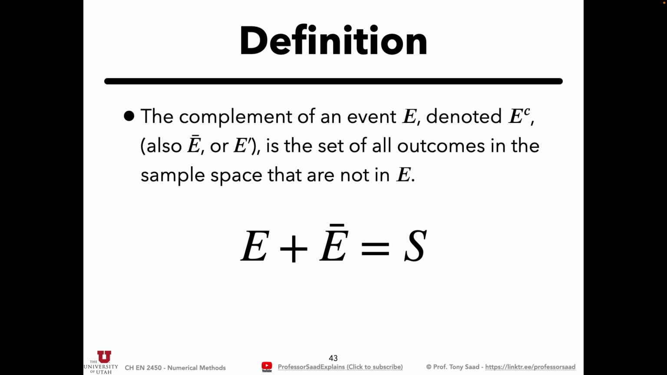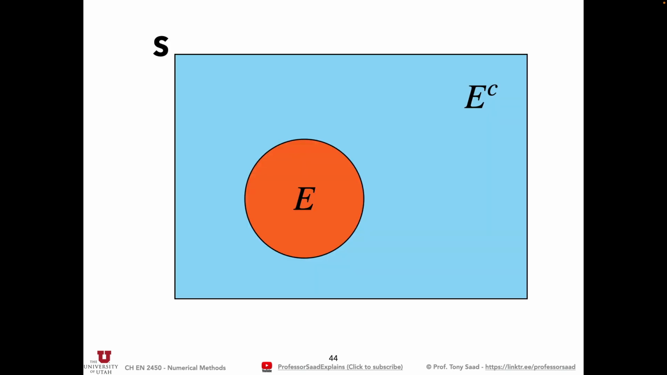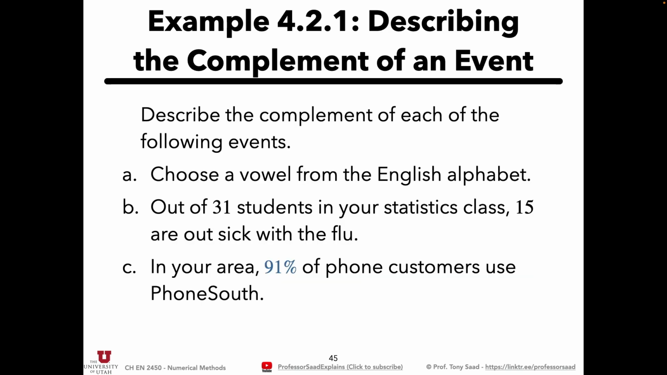The complement is the set of all outcomes in the sample space that are not in E. Visually, if this blue box were your sample space and your event E was here in orange, then the complement is everything that's not in E. Now, describe the complement of an event.